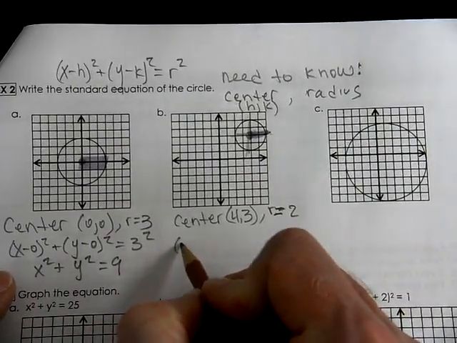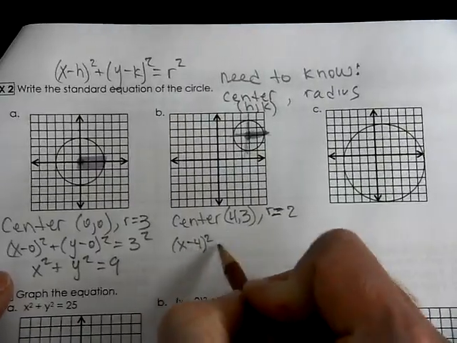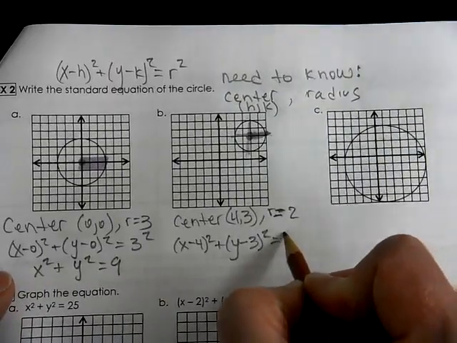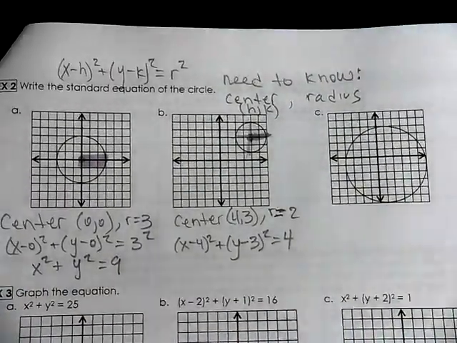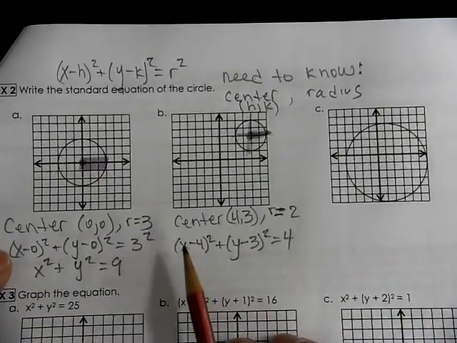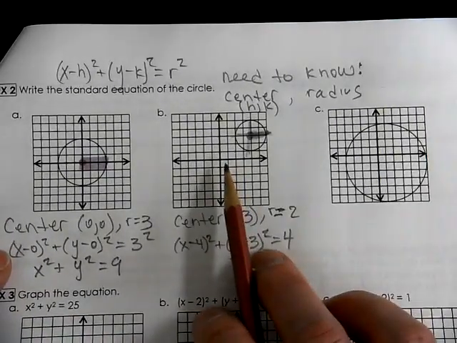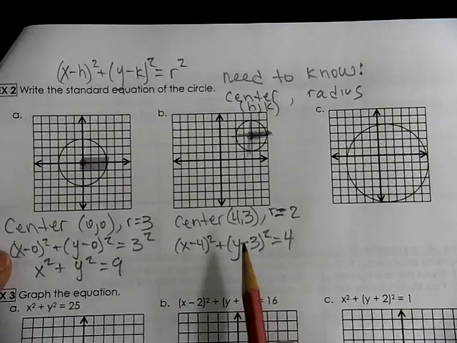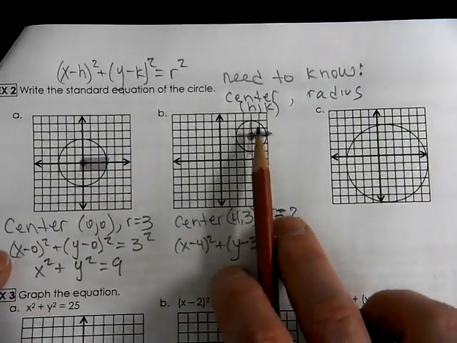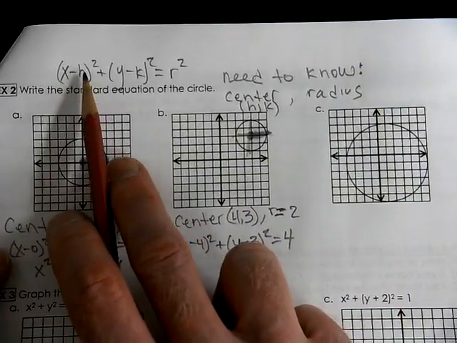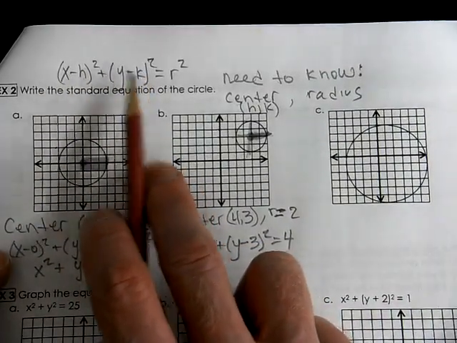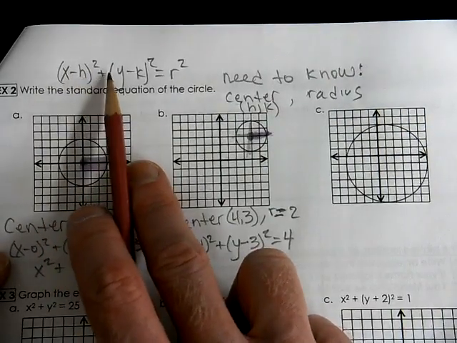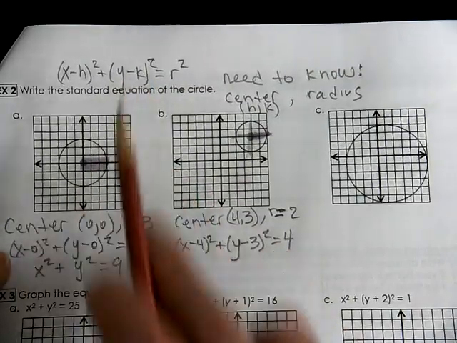So I'm going to have x minus 4 squared plus y minus 3 squared equals 2 squared, otherwise known as 4. Notice that this says x minus 4. That's telling us that it's moving to the right 4. It's opposite of what you might think. And y minus 3 is telling us it's moving positive 3. It's moving in the positive direction. The h is a positive, the k is a positive. But the equation is going to look like x minus 4 and y minus 3.